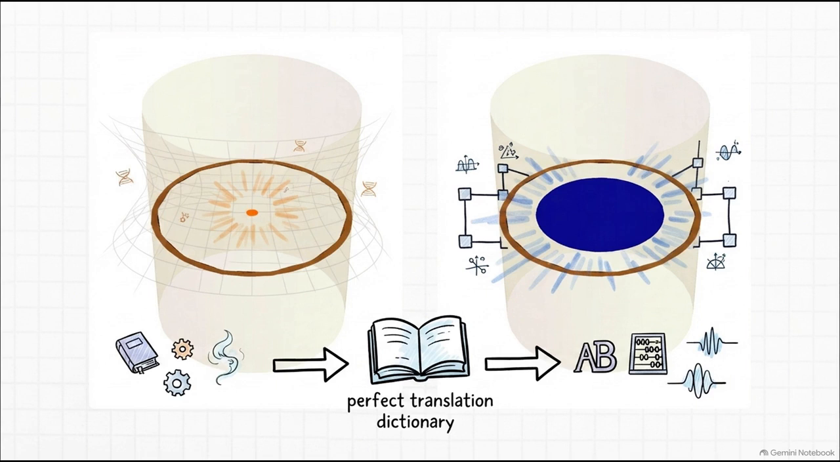It was a monumental breakthrough. It acts as this perfect translation dictionary, essentially turning a complex 3D gravitational universe into flat 2D quantum math. It was the first working model of the holographic principle.